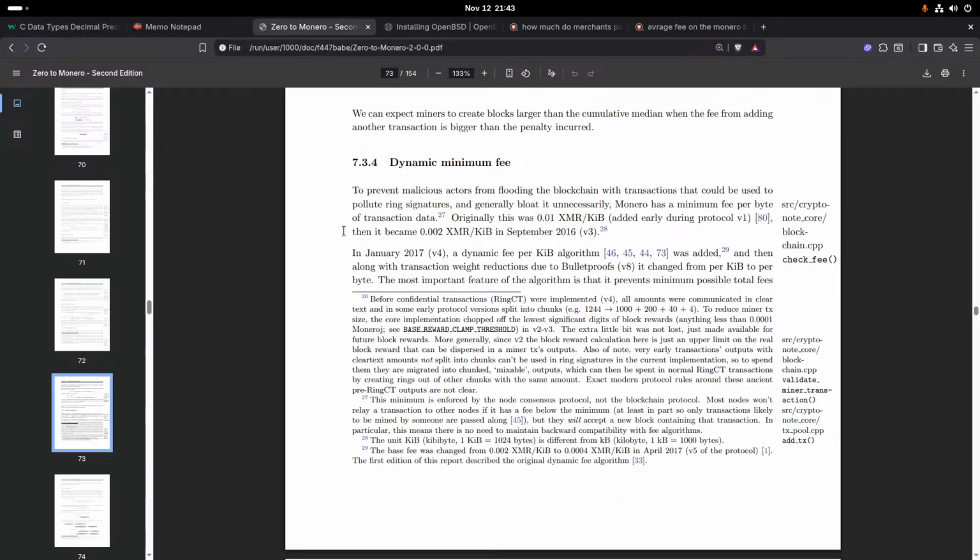And I would even say, if you know C++, definitely go through Monero's blockchain and how it works. It's kind of interesting because it's written mainly in C++, and I think some C.